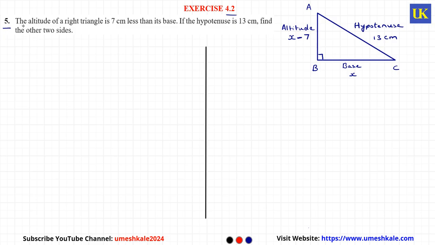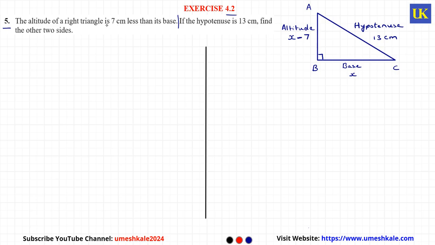The sum says the altitude of a right triangle is 7 centimeter less than its base. The altitude means perpendicular, the height. I have drawn one triangle ABC, and this is the altitude, the perpendicular. This is the base and this is the right angle. Here the right angle is forming, so the opposite side will become the hypotenuse.